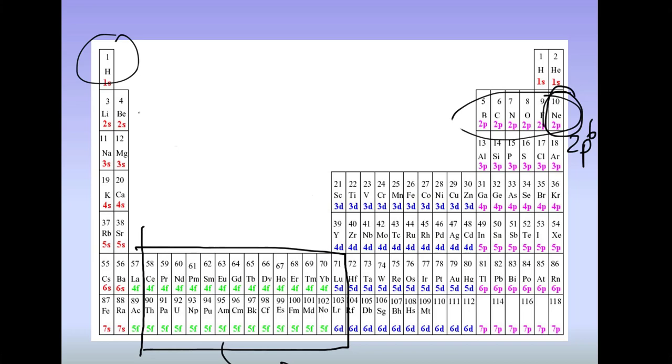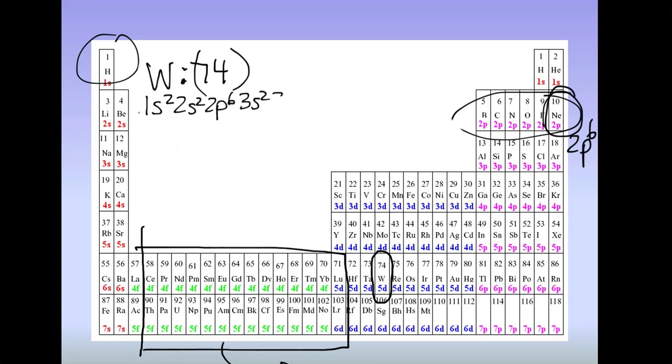Let's do a really hard one just so that you can see how it works. Let's go ahead and do tungsten. And I say really hard, they're not really that bad. So tungsten has 74 electrons. So we're going to just start with our first element, so 1s, and it has both of those, so 1s2, 2s2, 2p6, 3s2, 3p6, so I'm just reading across.